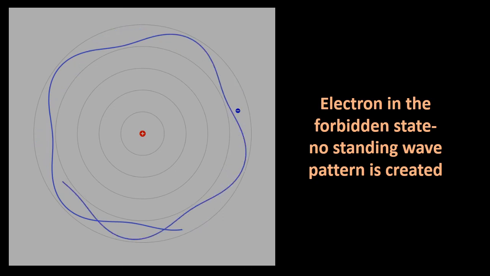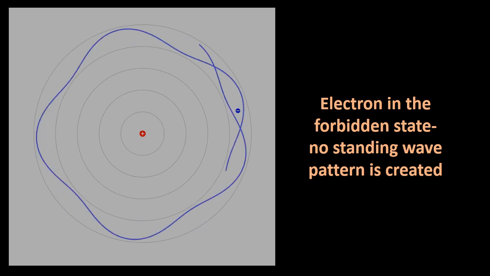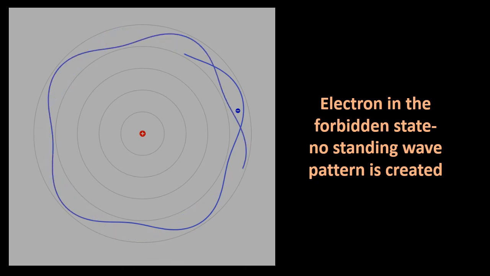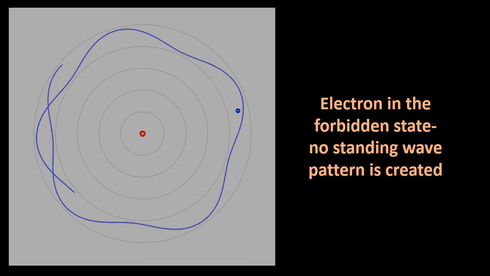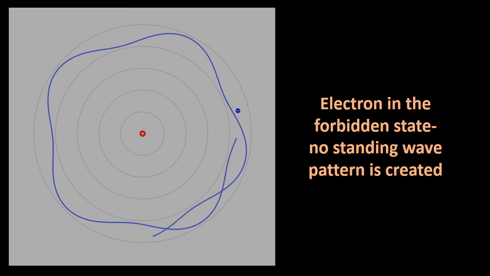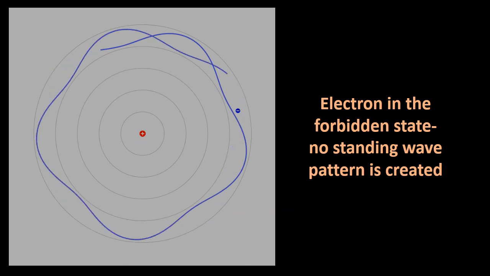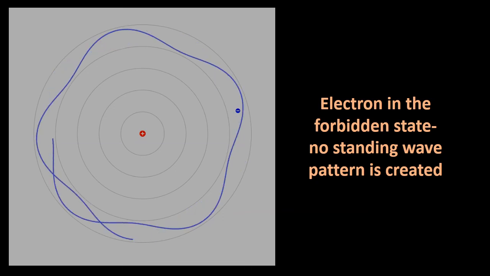If the electron is revolving exactly in a particular allowable orbit, then only will a standing wave pattern be created. If the electron is kept in between any two orbits, a standing wave pattern will never be created. Such kinds of states are called forbidden energy states.